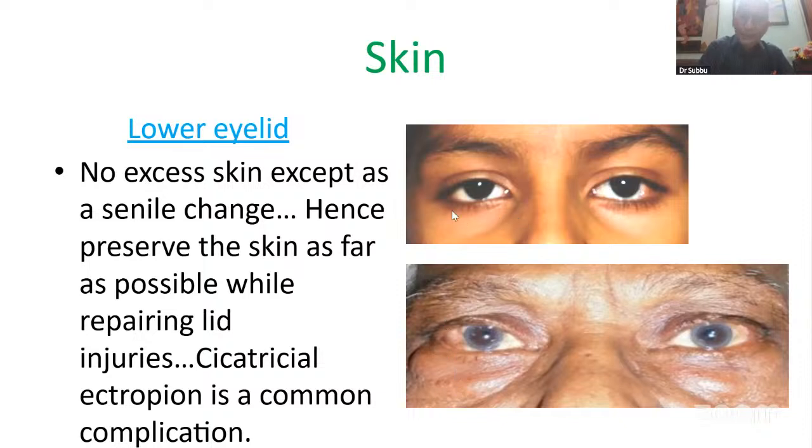Hence, since there is no excess skin in the lower lid, when you are dealing with a case of trauma, you have to take every care to preserve the skin as far as possible while repairing the lid injuries. Otherwise, it can lead to a cicatricial ectropion. If there's a little irregular flap of skin, don't snip it off in the lower lid. It can cause ectropion. If it is in the upper lid, a little zigzag and irregular, and you won't be getting a good, beautiful scar, you can snip it, since there is excess skin in the upper lid. But in the lower lid, you should be very, very careful. Try to preserve almost all the skin in the lower lid while repairing the trauma. Okay.